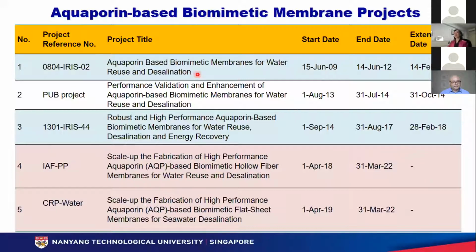You can see the project list. We got the first project in 2009. After that project finished, we immediately got another project from PUB, Singapore's water agency, in 2013. Then we continued to get support from another government agency in 2014. Once finished, we got another project in 2018 and 2019. Then I believe you are wondering what we have done. Why does the government continue to pour funding into this topic for us to do the work? Let me explain to you.